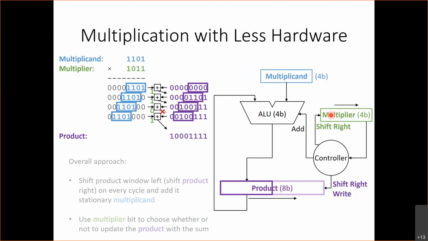It's going to shift right every cycle, and we're going to use the least significant bit of the multiplier to decide whether or not to write to the product register. Okay. Now let's look at how we can use this hardware over here to do the multiplication.